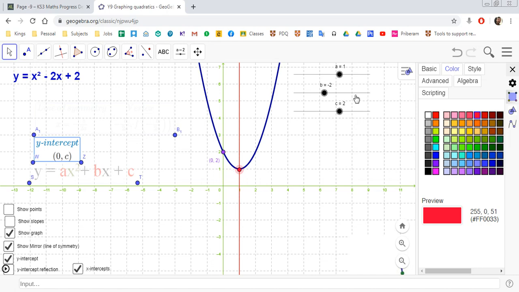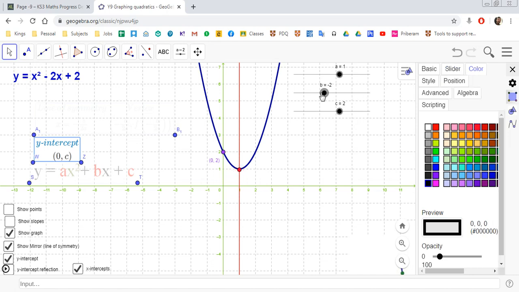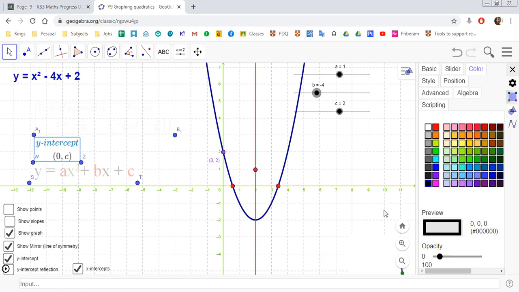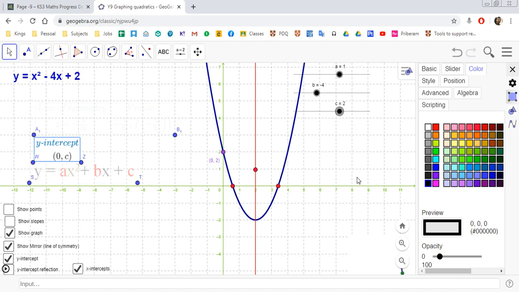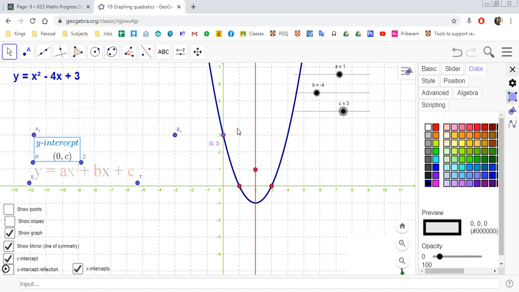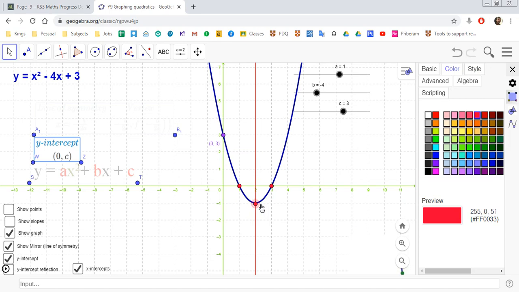So, let me change some values here. I can see that my vertex here is x = 2 and y = -1. 2 and -1, okay? But I can only know that because I have my graph. That's the only way I have to see.